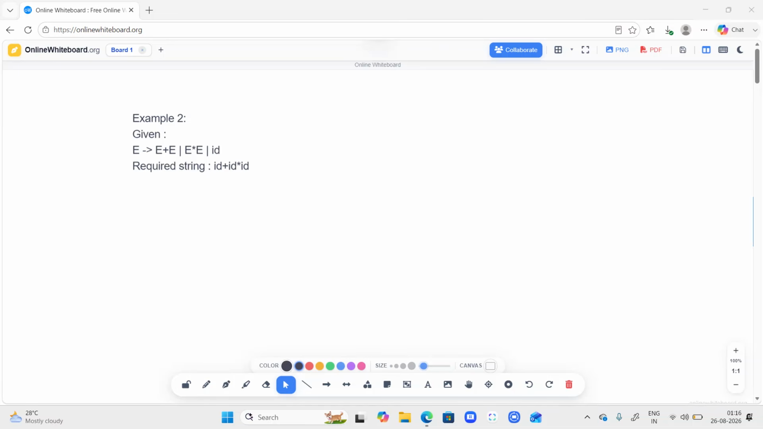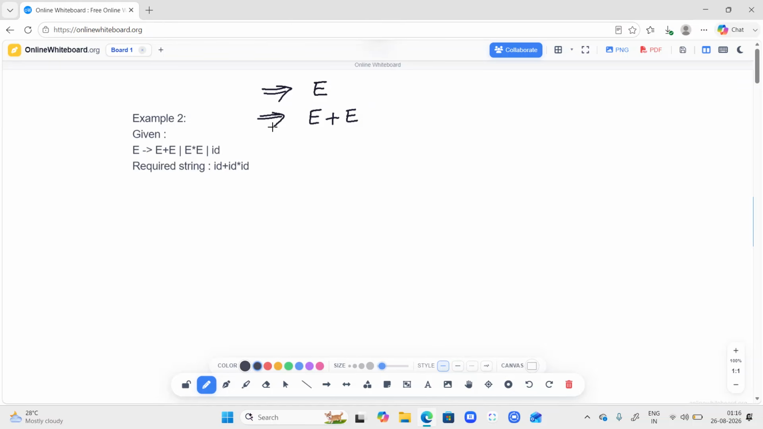So let's start with the derivation first. There is only one variable here, so your starting symbol is E. You want to generate ID plus ID. Because there is plus sign, I'll go for E plus E first. So this is using the substitution rule. E derives E plus E.